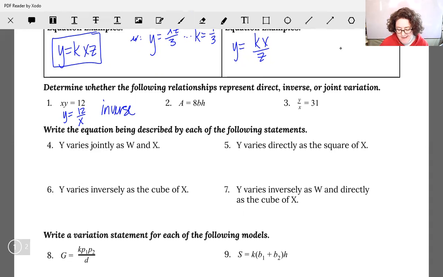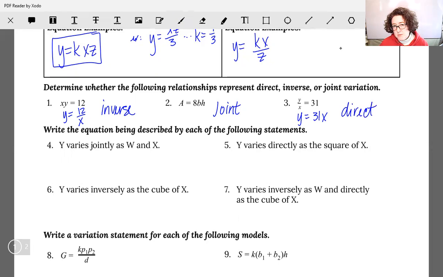Okay, but number 2, a equals 8bh. Well, we have the 8 constant, and then we have 2 extra variables, b and h. We don't have any divisions going on, so this looks a lot more like our joint variation, a couple direct variations together. And then we have number 3, y divided by x equals 31. And again, just to relate it to the patterns above, if I solve for y by multiplying both sides by x, this actually looks a little bit more like a direct variation.